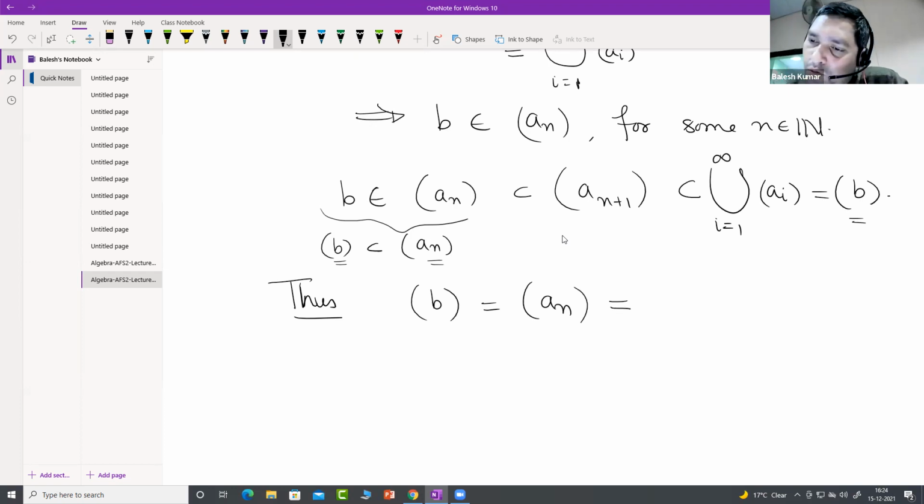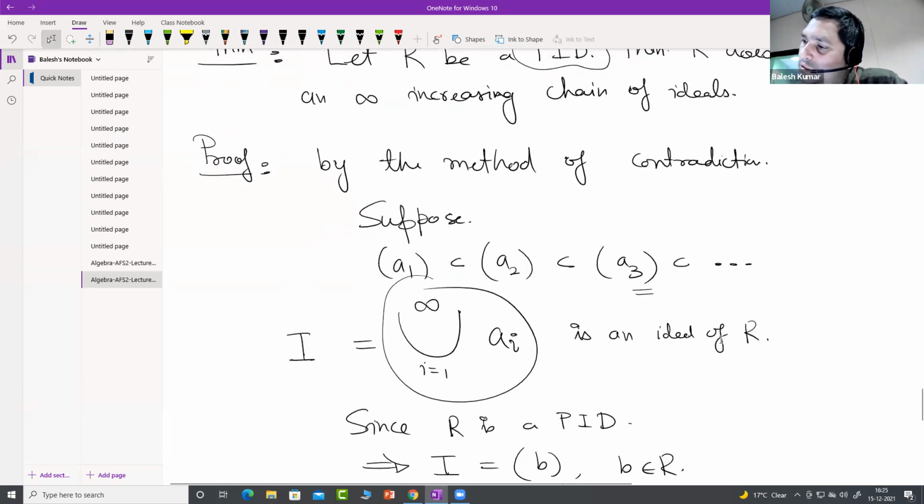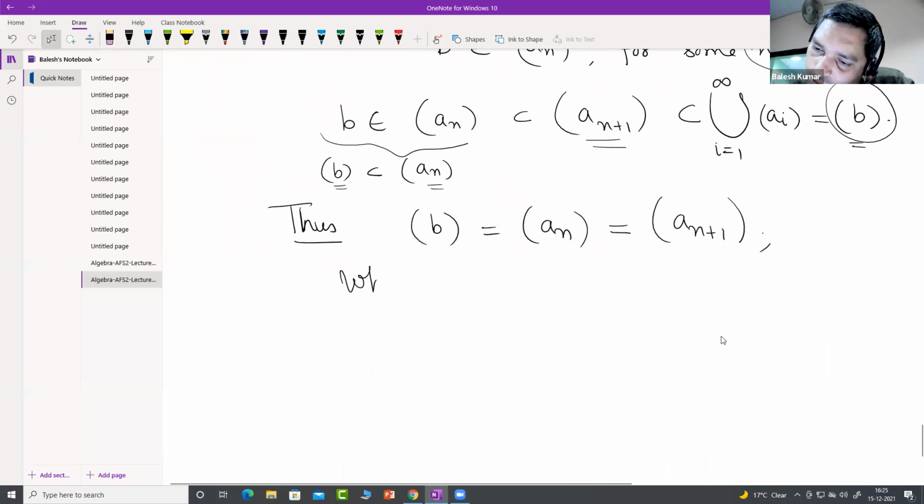Similarly, we can prove that the ideal generated by b is contained in the ideal generated by a_{n+1}, and the ideal generated by a_{n+1} is contained in the ideal generated by b. So this is again equal to a_{n+1}. Therefore from this natural number n onwards, the ideals generated by a_n, a_{n+1} and so on are the same. But this contradicts the fact that we started with an infinite increasing chain of ideals.